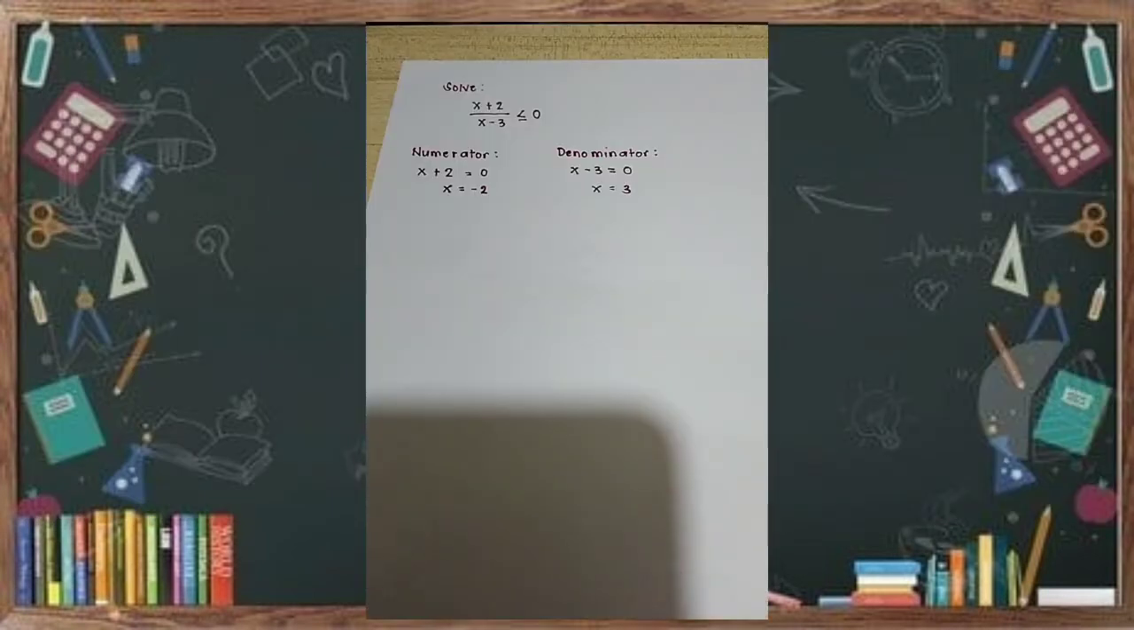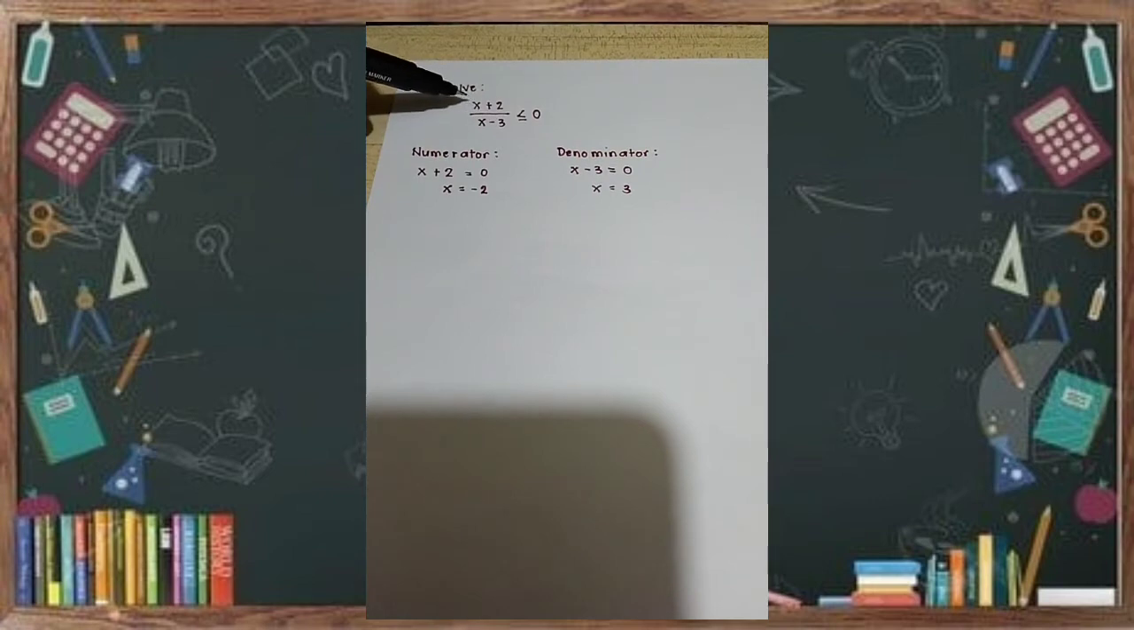Okay, so we are asked to solve the rational inequality (x + 2)/(x - 3) less than or equal to 0. So, the first step is already done because we already have the 0 on the right-hand side of our inequality. Okay, so now we will get the meaningful numbers by setting both the numerator and denominator equal to 0.